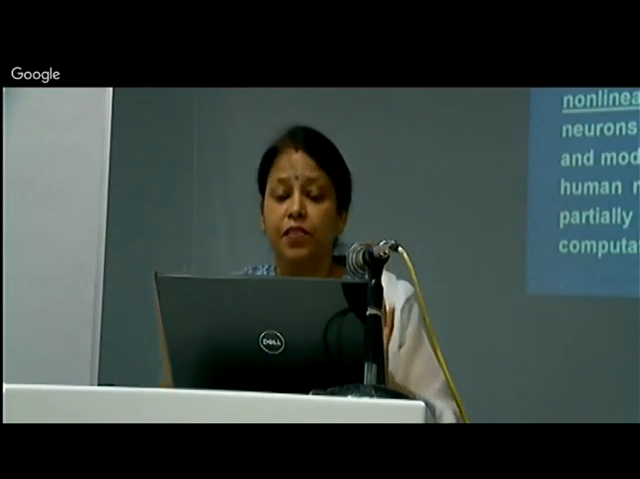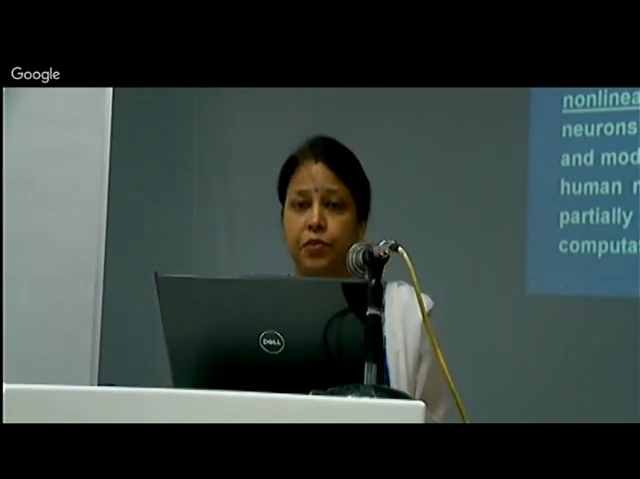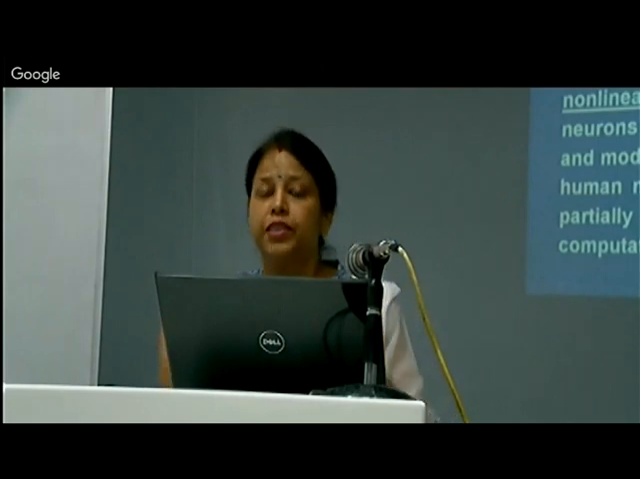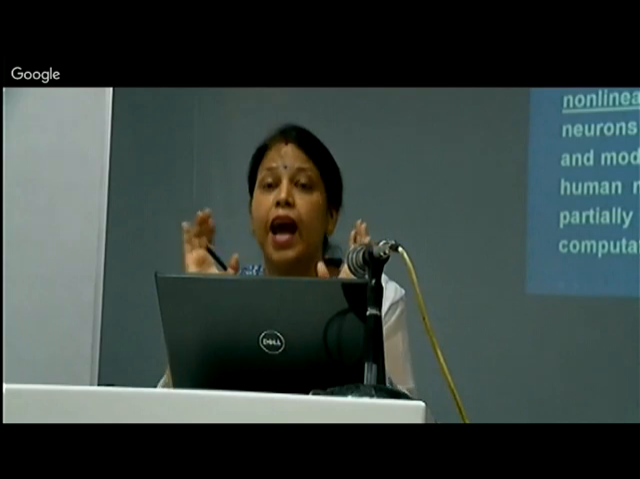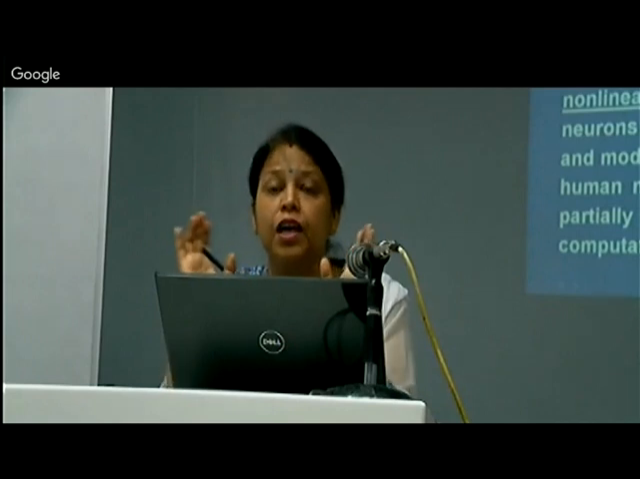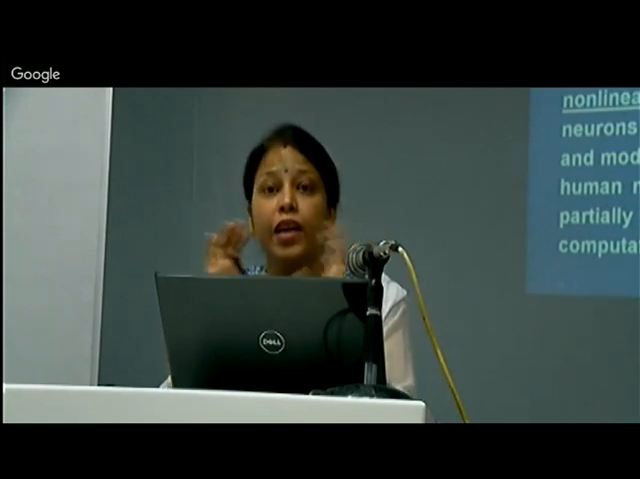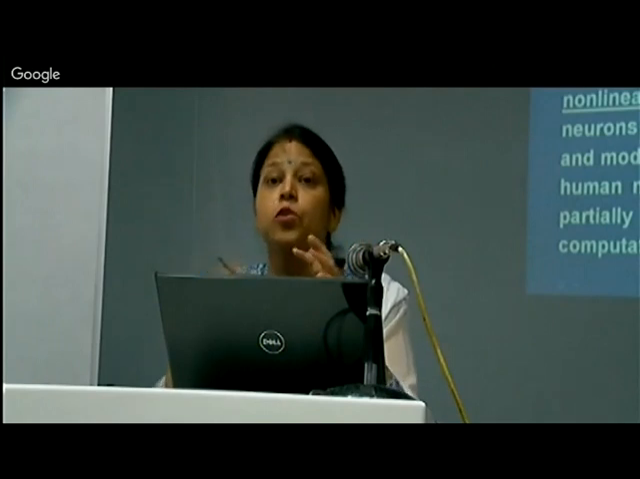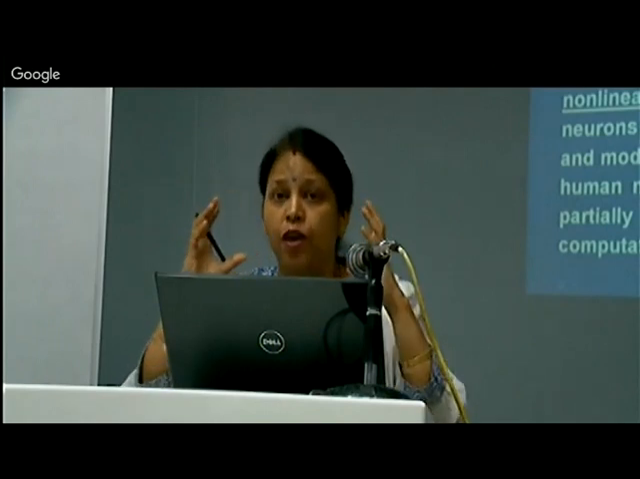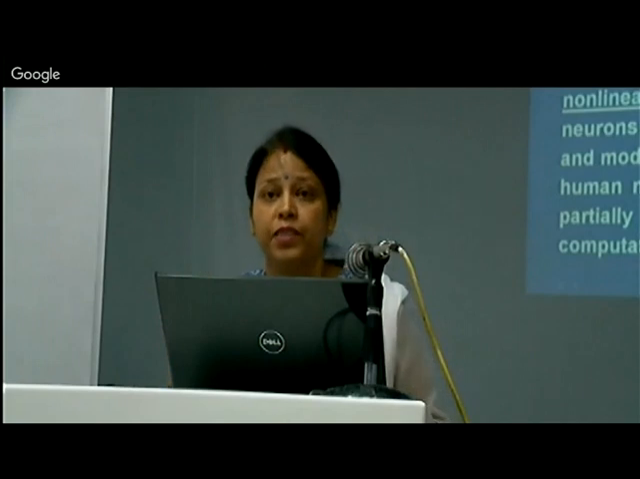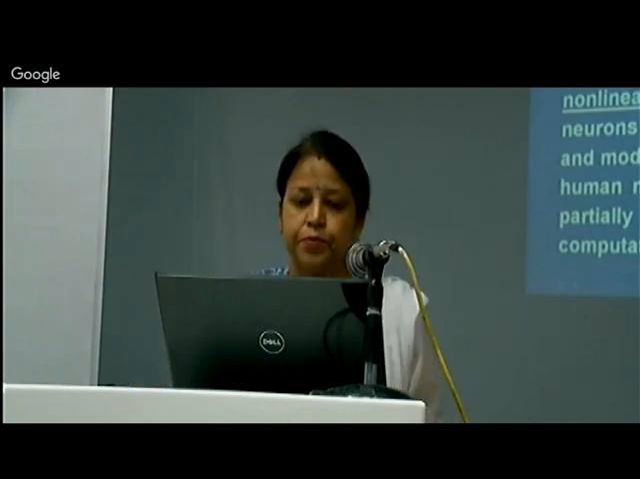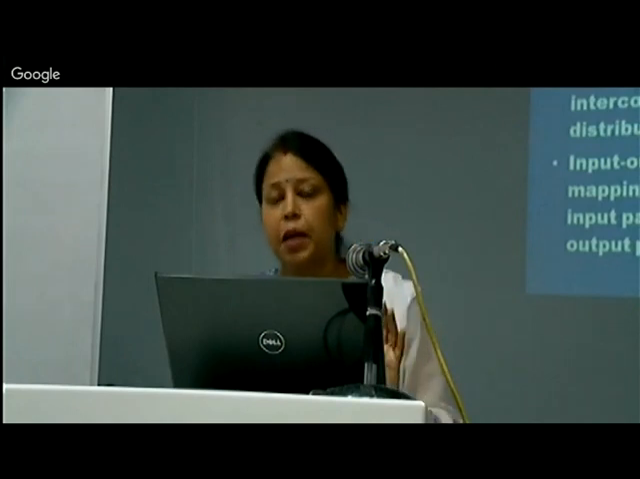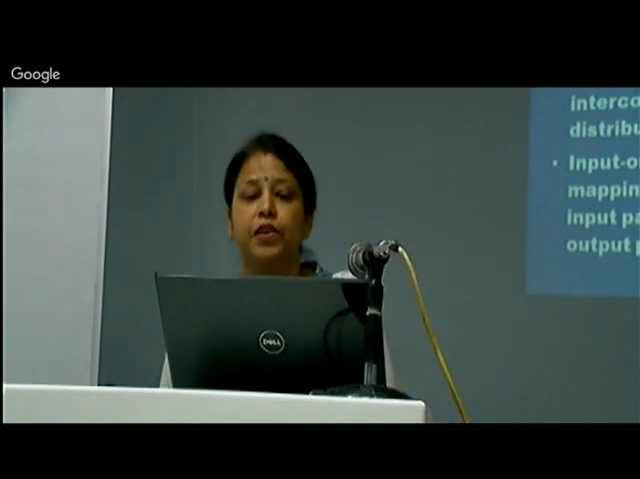So in an attempt to partially capture some of that, this is the definition of the artificial neural network. Artificial neural networks are massively parallel adaptive networks consisting of nonlinear computing elements to model some of the work of your human nervous system, with some computational strength. These are the basic characteristics of artificial neural networks.